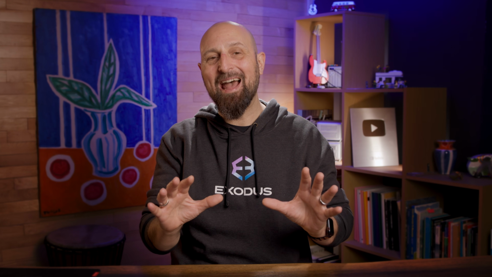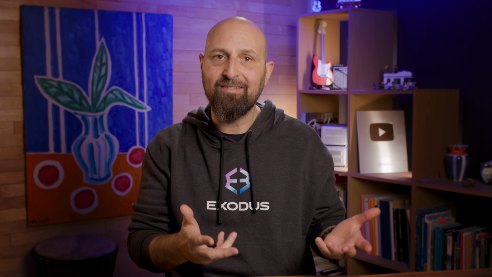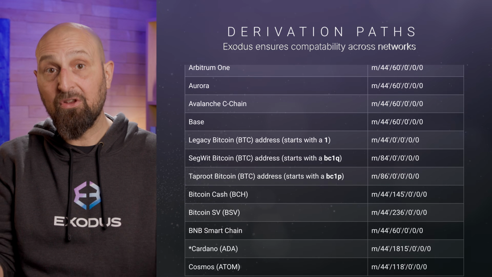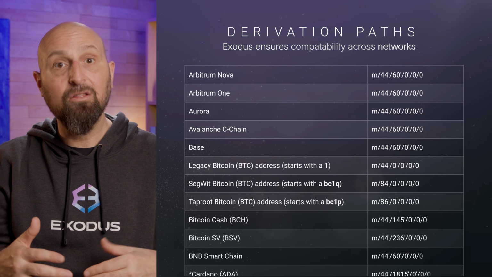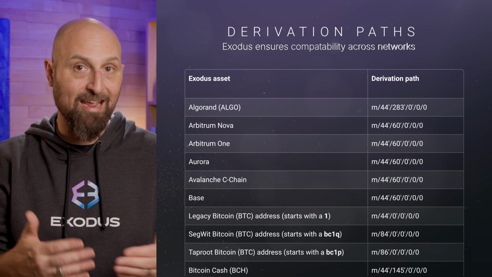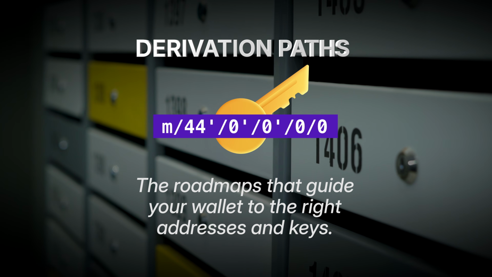Understanding derivation paths is important for several reasons. The most important being compatibility when it comes time to recover a wallet that you may have lost access to. Different wallets could use different derivation paths, so understanding yours, along with knowing your recovery phrase, is essential to restoring your wallet in a different app or device. TLDR, they're the roadmaps that guide your wallet to the right addresses and keys.